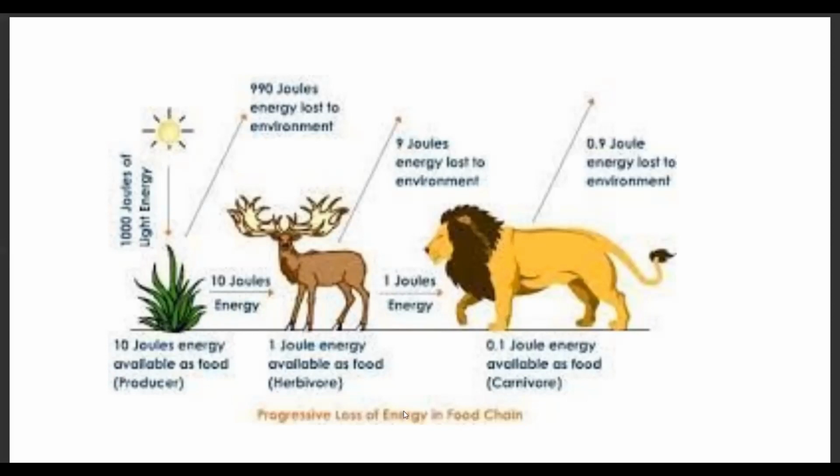So the shorter the food chain, the more energy will be available for the highest trophic level than in longer food chains. Okay, any doubts?